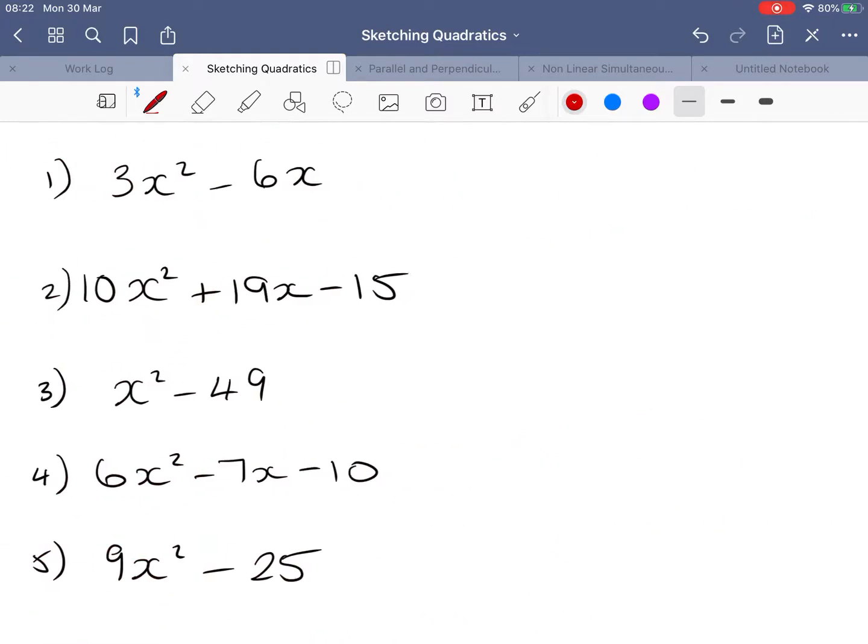All right. Right, here we go. I've got about 5 questions to have a go at. Do the usual, press pause and see if you can factorise these for me, please.